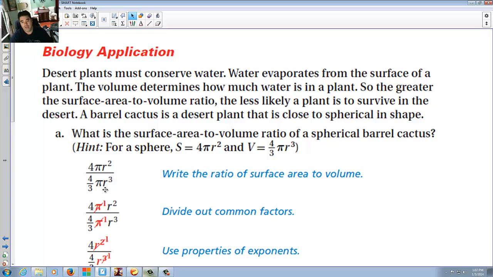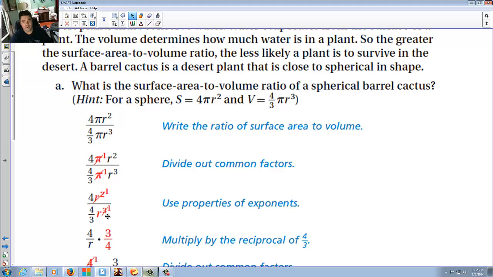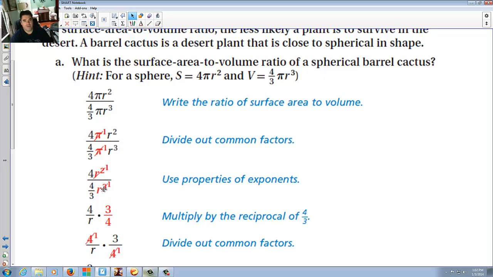Well, they did something a little funky here. They went ahead and just put them together, and they divided out pi. Well, that makes sense. Divide out the pi, and they divide out the r's here. 2 r's versus 3 r's. The bottom wins by 1. Now, here's where it gets a little odd. Basically, what they have left is a 4 on top and a 4/3 in the bottom with an r.